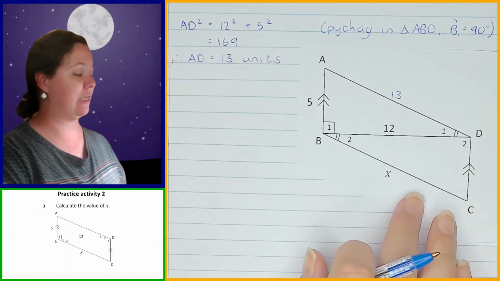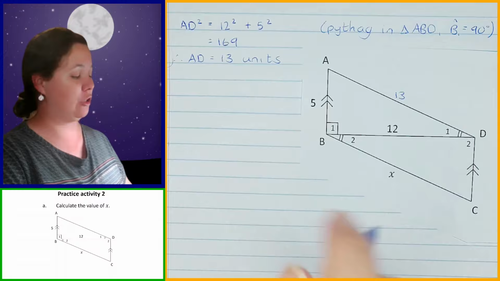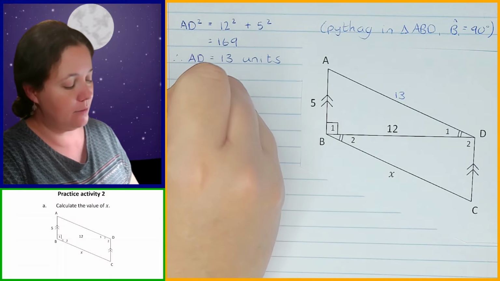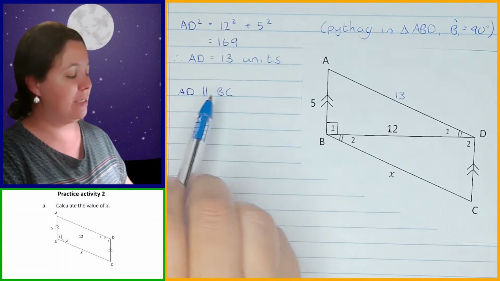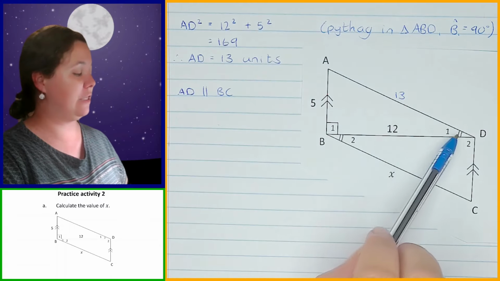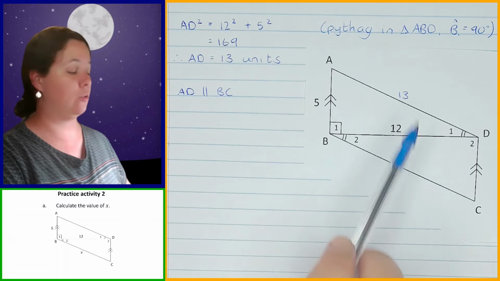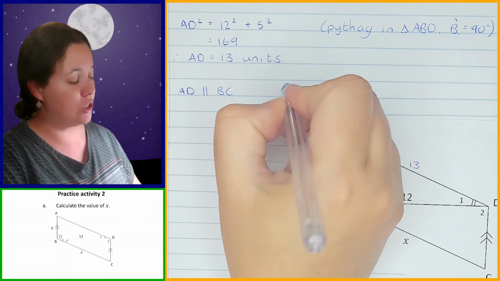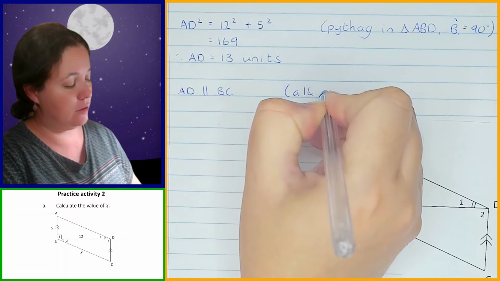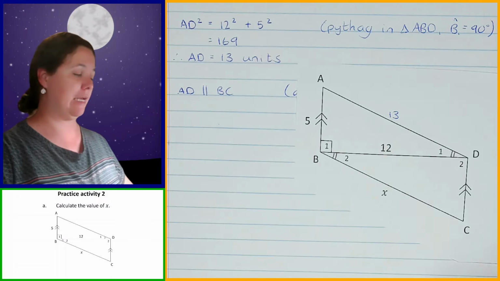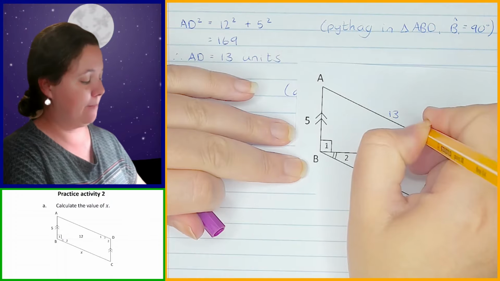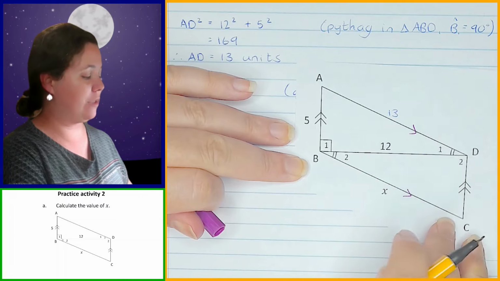So I can go over here and I can say AD is parallel to BC, and the reason I know that is because these two angles are equal to each other and they're alternate angles. So alternate angles are equal. So now I know that this is parallel to that.